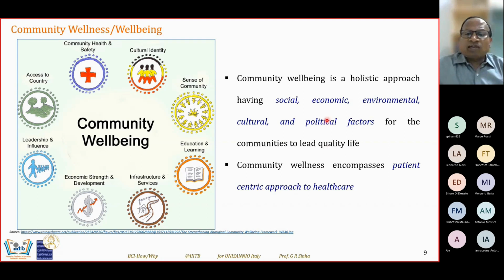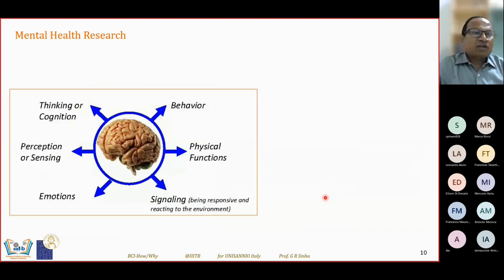So community wellness encompasses a patient-centric approach in healthcare. So let us come to mental health research. Let us narrow down our community wellness to mental health research. I'm going to give one example how BCI as an application is helping in my own institute in one important research work where we have been working with the industry.